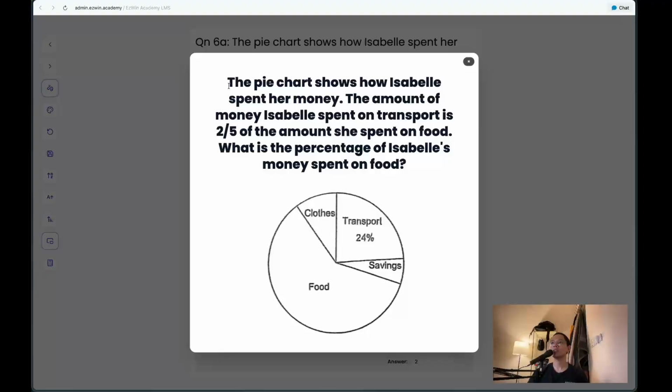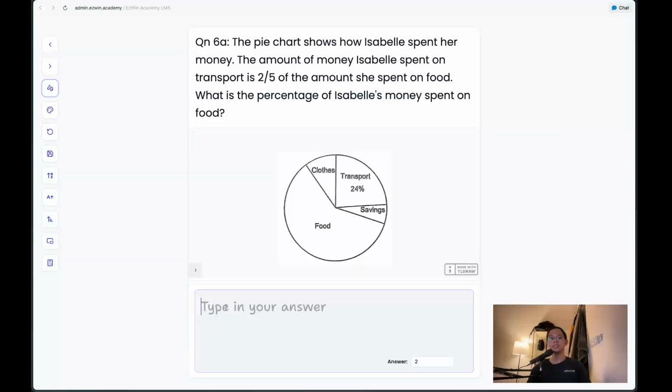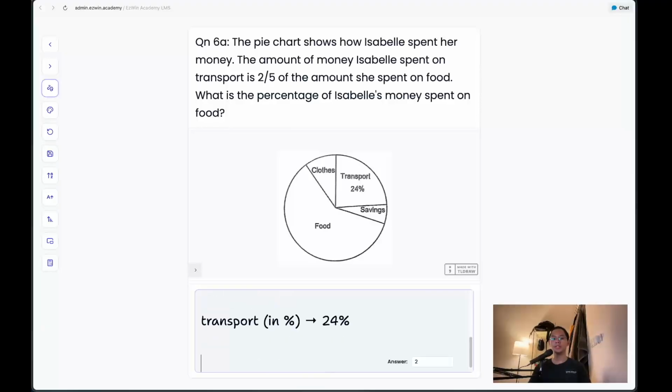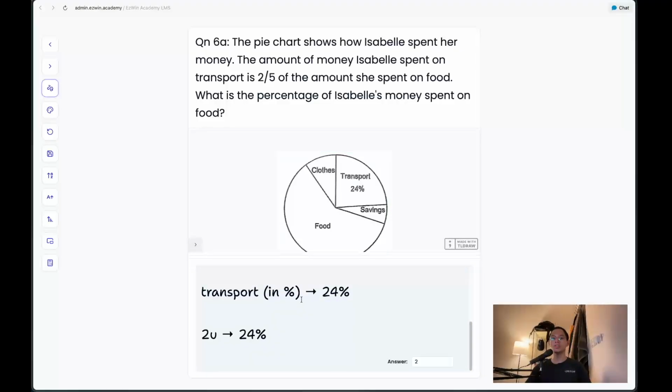So question 6a, the pie chart shows how Isabel spent her money. The amount of money Isabel spent on transport is 2/5 of the amount she spends on food. What is the percentage of Isabel's money spent on food? So what we can write is for transport. Whenever you see this, transport is 2/5 of the amount spent on food. That means transport is equal to 2 units and food is equal to 5 units. Since we know transport is in percentage 24%, that means 2 units is 24%.